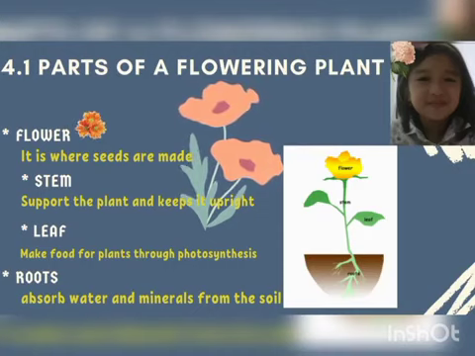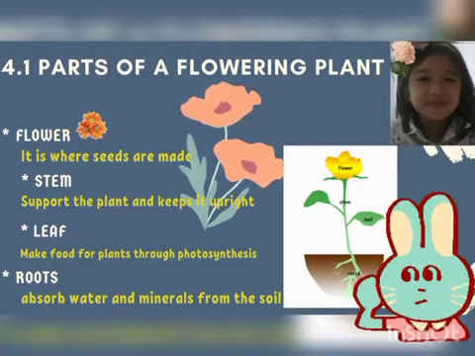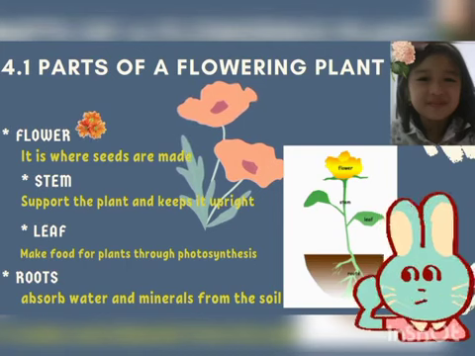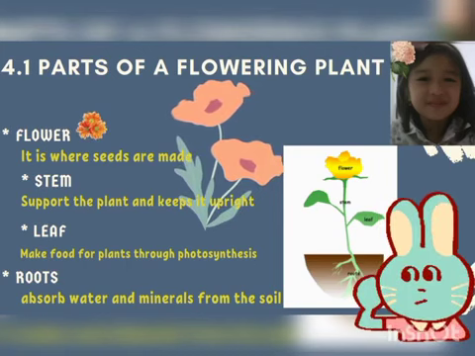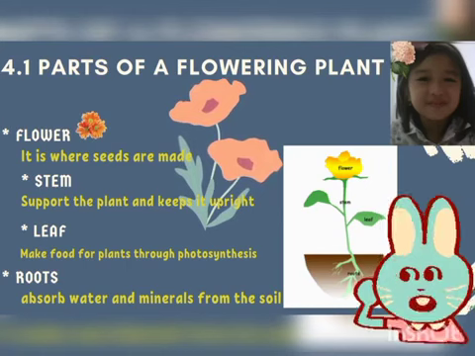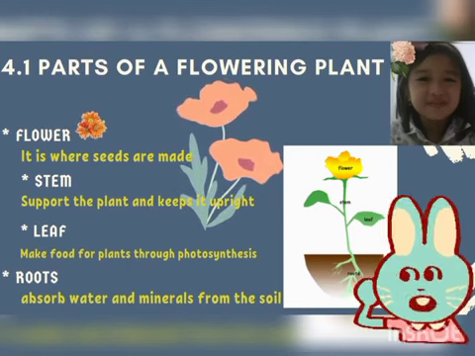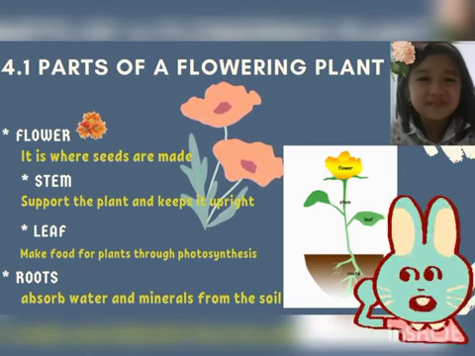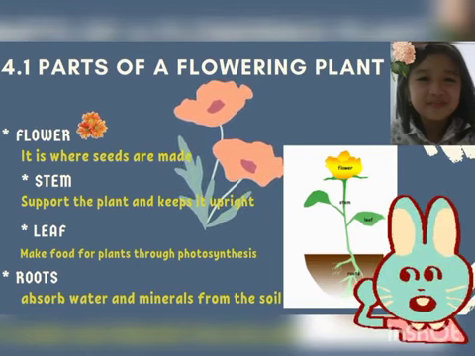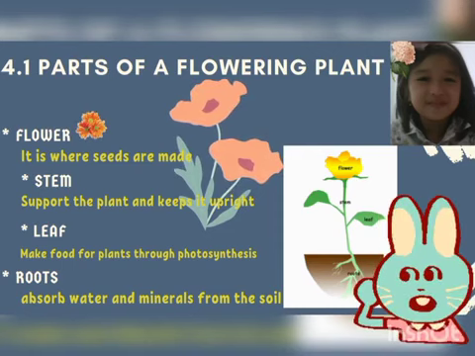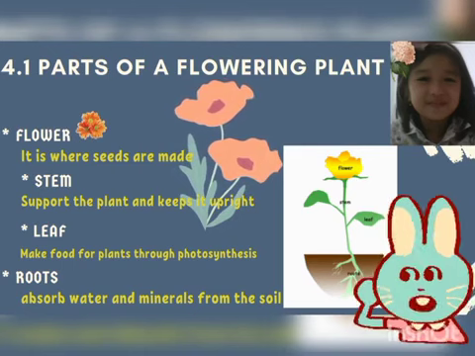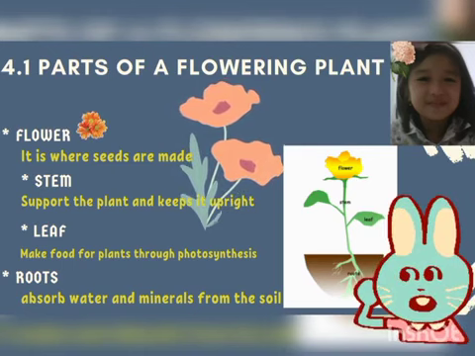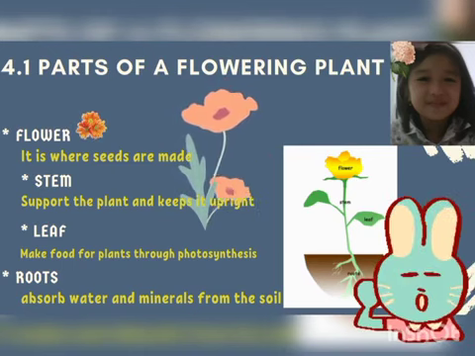First, the flower. It is where seeds are made. The second one is the stem. The function of the stem is to support the plant and keep it upright. The third is the leaf. The function of the leaf is to make food for plants through photosynthesis. And the last one is the roots. The function of the roots is to absorb water and minerals from the soil.